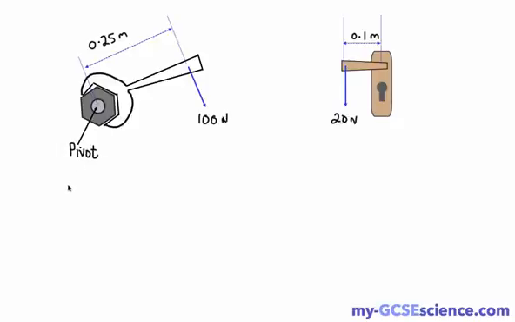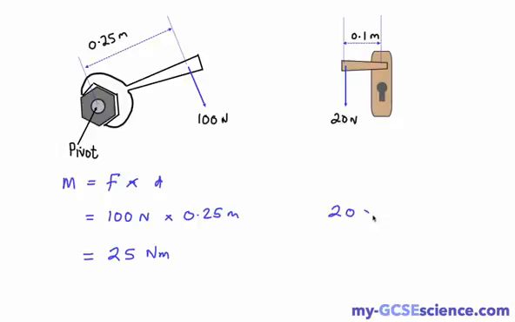So for this one here on the left, we have moment equals force times distance, and the force we can see is 100 newtons. The distance is 0.25 meters, so the moment is 25 Newton meters. For the door handle it's 20 times 0.1, and that will give us an answer of 2, and again units Newton meters.